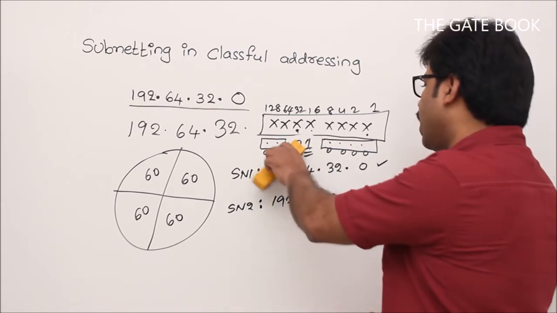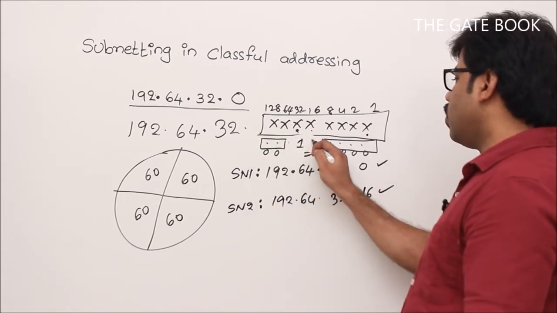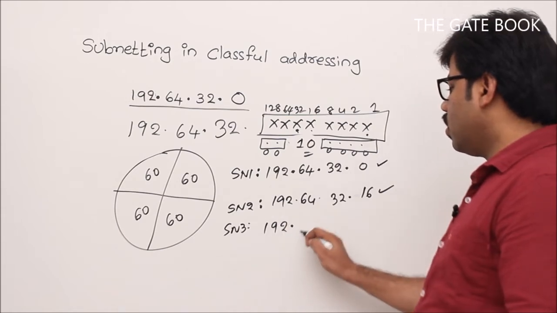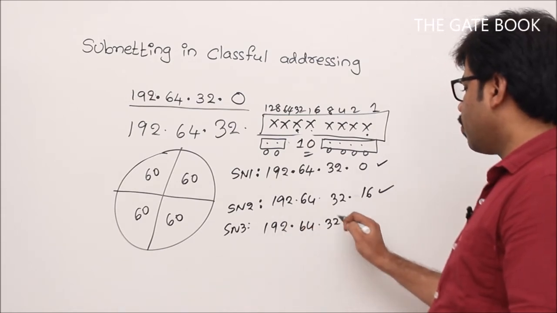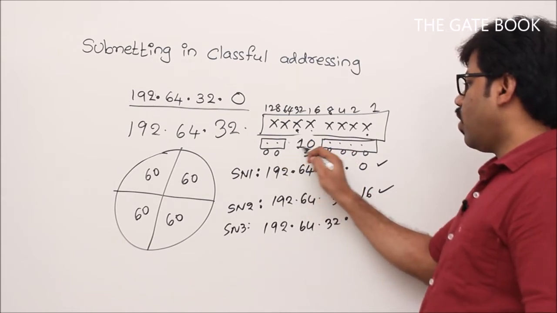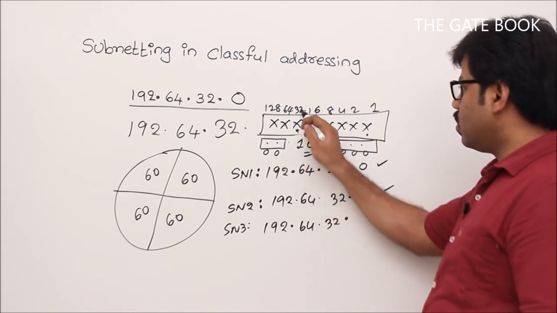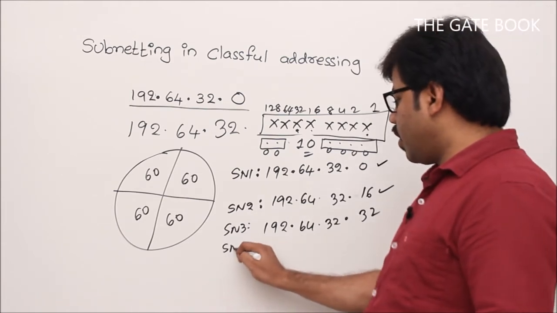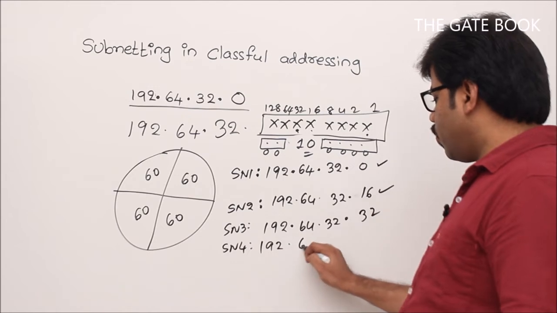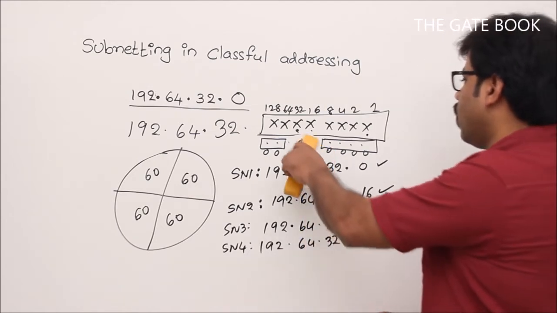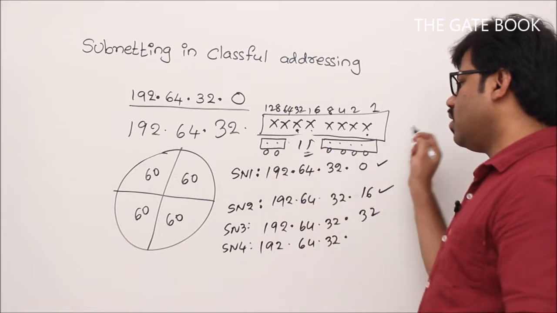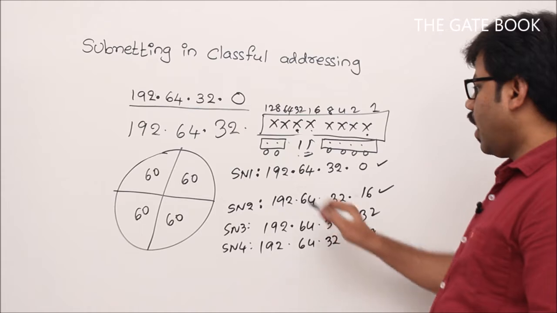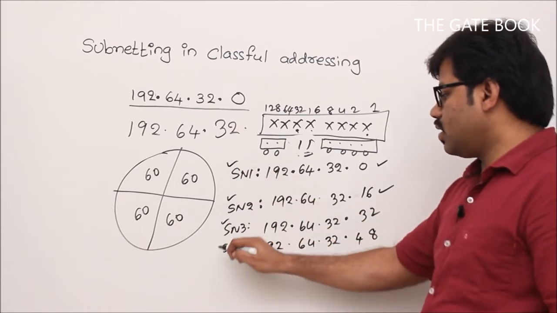Third subnet, for that we keep 1 0. If you keep 1 0, then subnet 3 would be 192.64.32 dot this part. What is the weightage of 1 0? This is 32, so it would be 32. The last one, subnet 4: 192.64.32 common, then this 1 0 is going to be 1 1. Host part again zeros only. So it would become 32 plus 16, 48. In that way, I can say subnet 1, subnet 2, subnet 3, subnet 4.